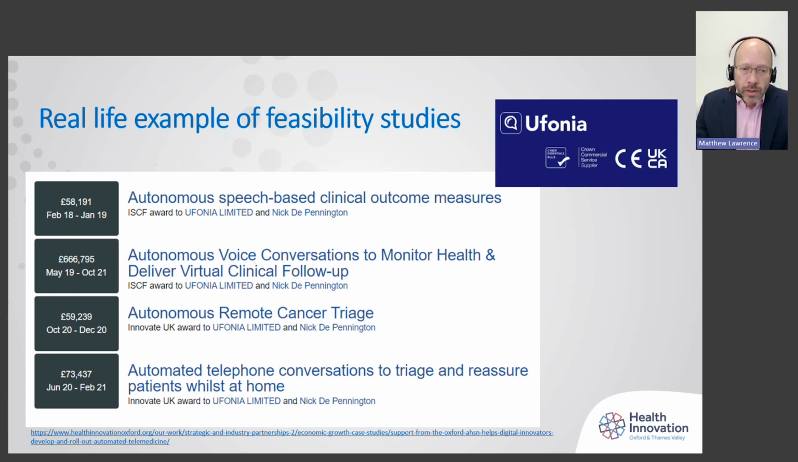Another one looking at remote cancer, again for the same technology. And the last one from 2020 to 2021 about automated telephone calls to triage and reassure patients at home. So Euphonia, if you look there at the top right, that's their logo, but you can see they've got Cyber Essentials Plus, the Crown Commercial Service Supplier. So they're on a framework, people can buy them easily.